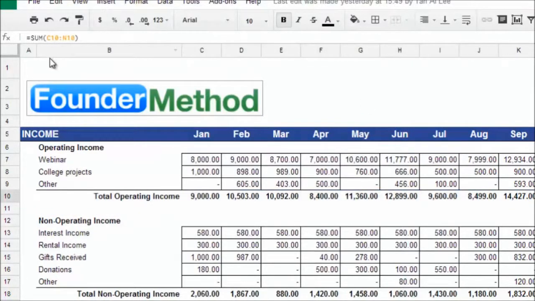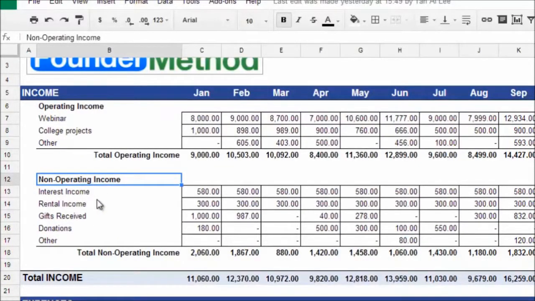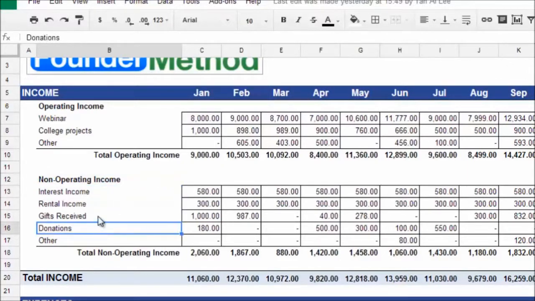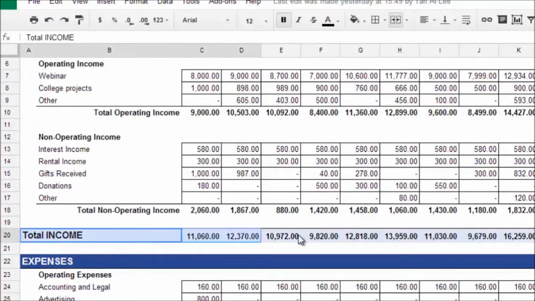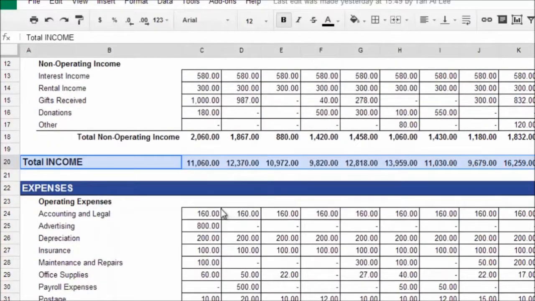Next will be non-operating income. Insert all your non-operating income here, for example, rental income, interest income, donation, and so on. The template will help you to total up all the non-operating income here, as well as the total income. The total of each category will be shown here in this last column.